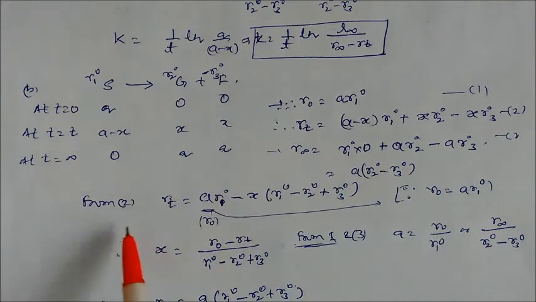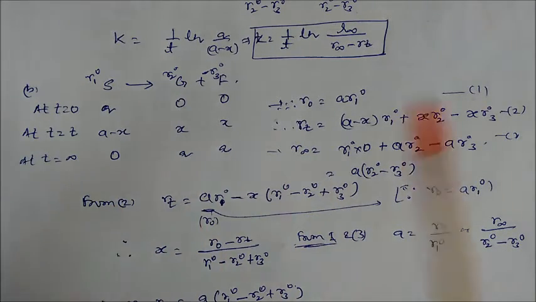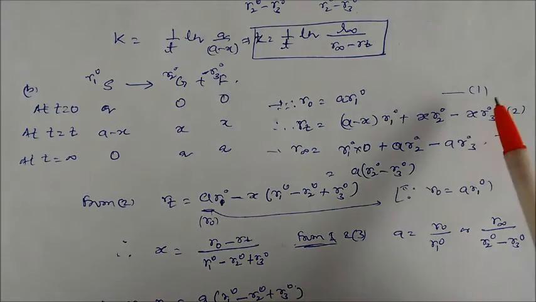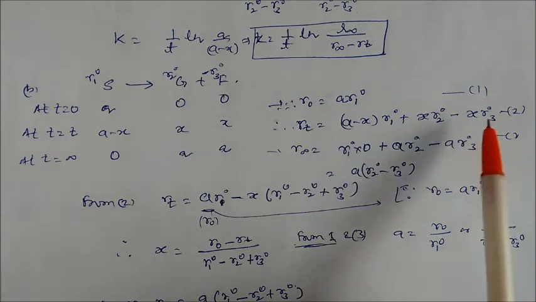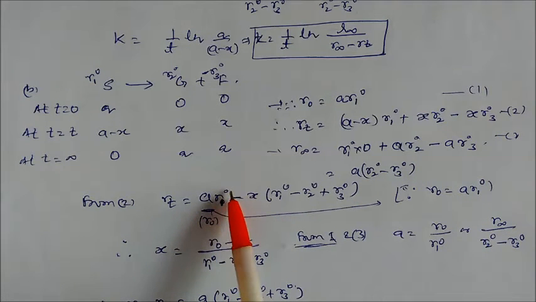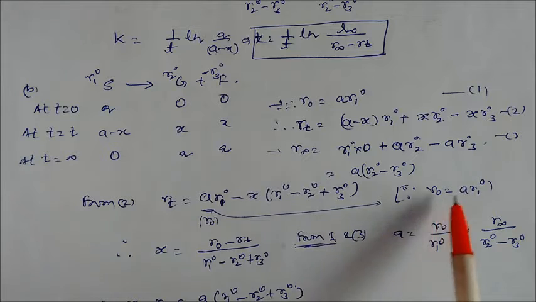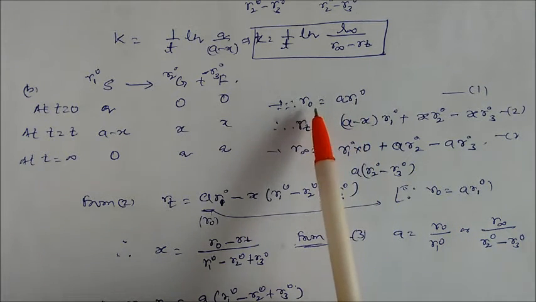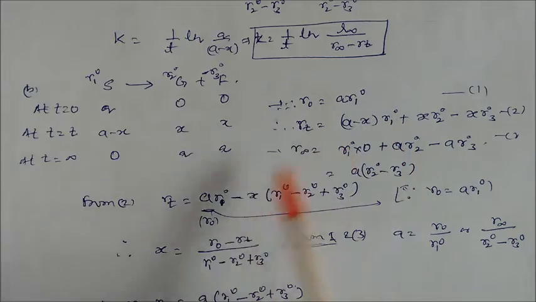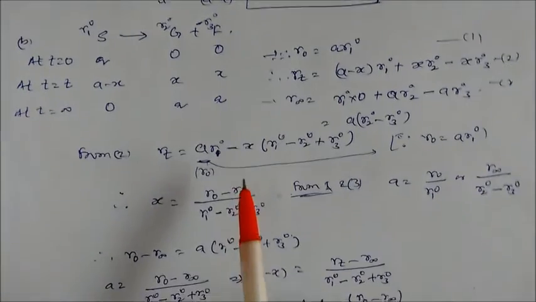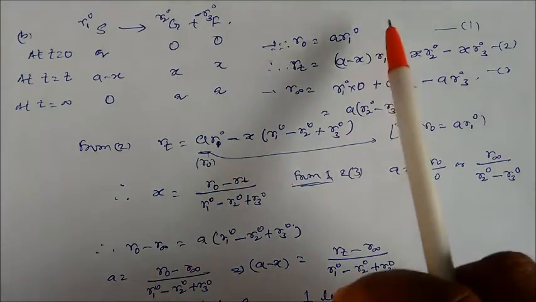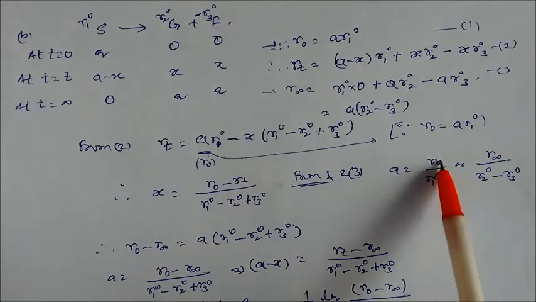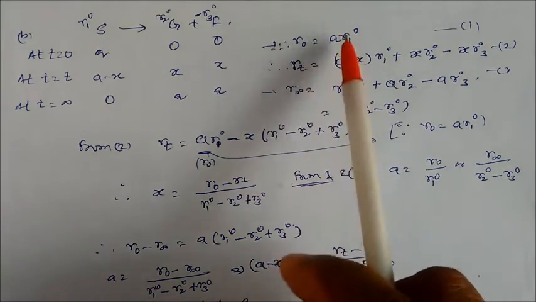Now, from these we have three equations: 1, 2, 3. So Rt will be how much? If you rearrange, it becomes a R1 naught minus x into R1 naught minus R2 naught plus R3 naught. Since R naught equals a R1 naught, you can substitute this value. If you solve it, you will get x equal to this value. So from 1 and 3, you will get a equal to R naught by R1 naught, or R infinity by R2 naught minus R3 naught.